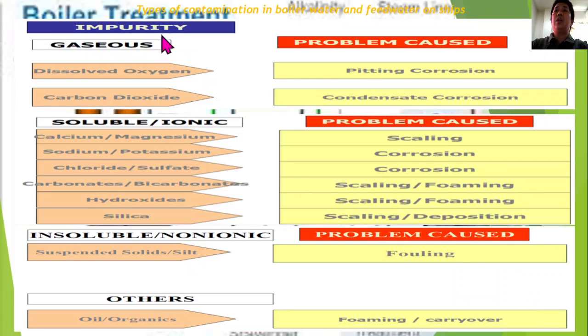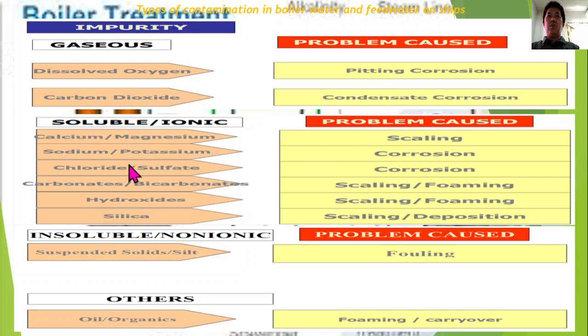Next, we have here types of contamination in boiler water and feed water on ships. So we have gaseous, soluble ionic, insoluble non-ionic, and others. Here we have the problem cause. If gaseous impurities are dissolved oxygen, we have pitting corrosion. It causes pitting corrosion to your boiler tube. Later on, you can see the pitting corrosion. For carbon dioxide, the problem cause is condensate corrosion.